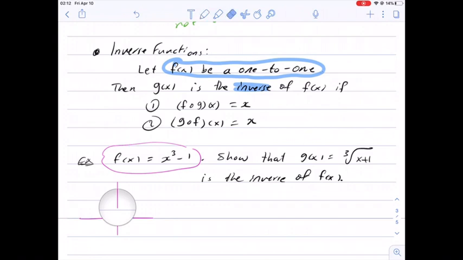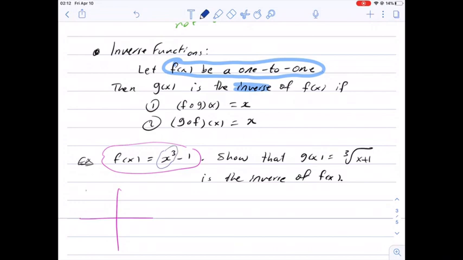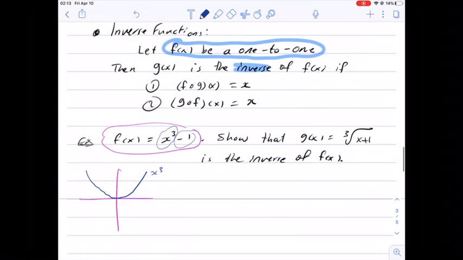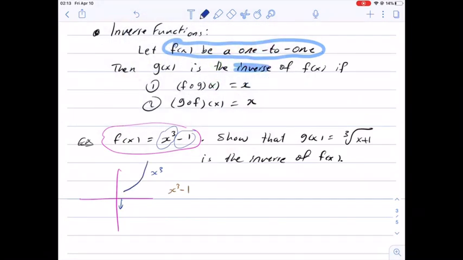What does the graph of x cubed minus 1 look like? Let's start with the basic function. The basic function is x cubed. Now x cubed minus 1 means we shift this down 1 unit. So we get x cubed minus 1. If we look at this function, the graph looks like this.